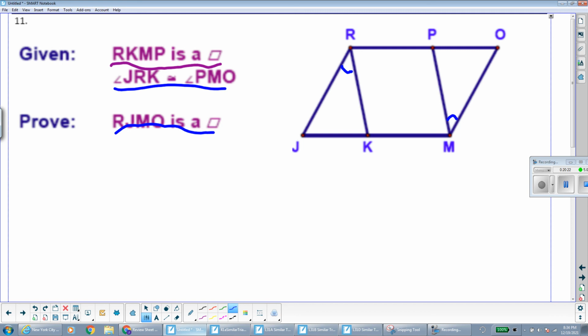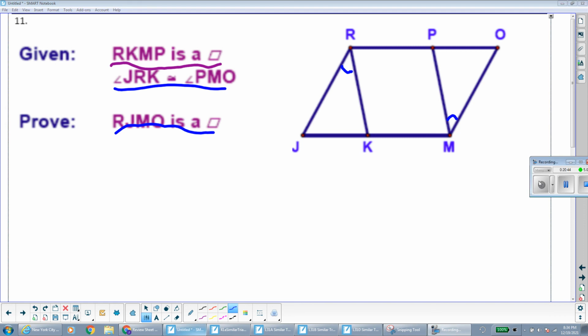And I do also see that there are triangles in the diagram, this one on the left here and this one on the right. So we learned a lot about proving triangles congruent to each other. And maybe if we do that here, we'll be able to get more information that we need to actually prove that RJMO is also a parallelogram.